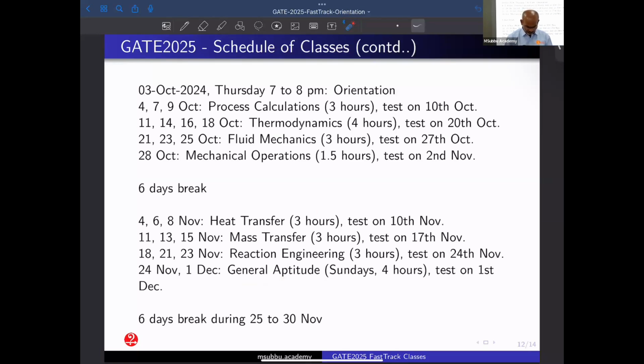With that, we'll have another break at the end of this November. This is at the end of October, we are having these 6 days. Like that, we'll also have another 6 days break. Maybe you also have other activities, like those who are currently in the third year or final year, you'll also have your other exams as well.